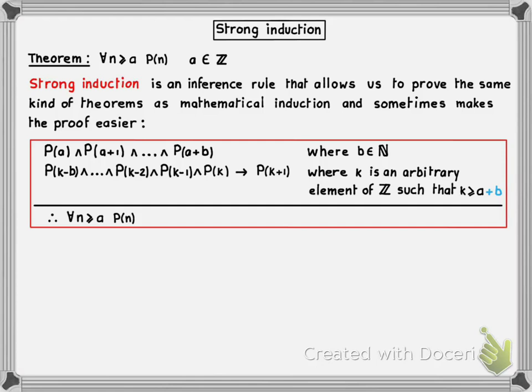So make sure that you're comfortable with the form of this inference rule. It's a little bit more complicated than mathematical induction. In fact, it's a generalization of mathematical induction because, again, if b is equal to 0, this rule becomes mathematical induction. This is called strong induction because when you're writing the proof, you can make a stronger inductive hypothesis here to prove P of k plus 1.